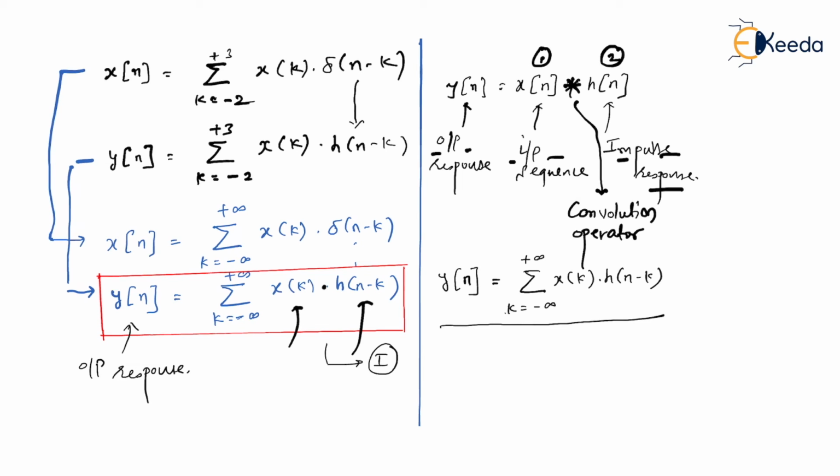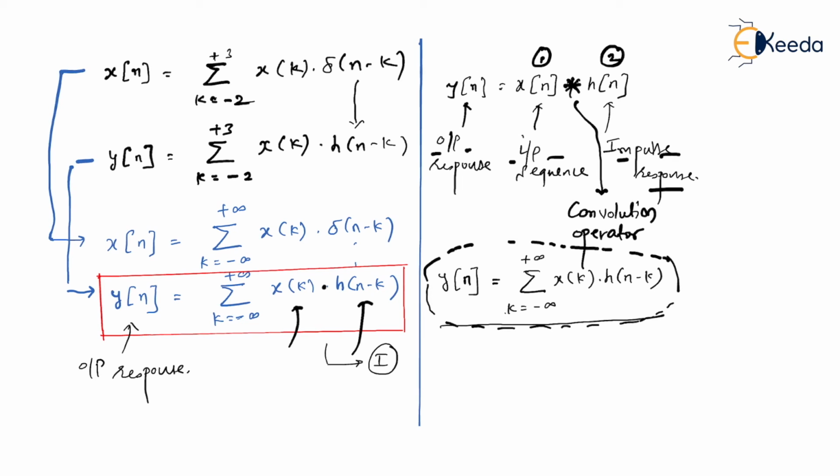And if you want to perform this convolution, you follow this formula: y of n is equal to summation k varied from minus infinity to plus infinity, x of k h of n minus k. This is the formula to perform convolution in a discrete time system. Of course, we are going to see how to perform convolution for continuous time also. Remember, convolution is nothing but expressing your output in the form of a summation of shifted impulse responses.